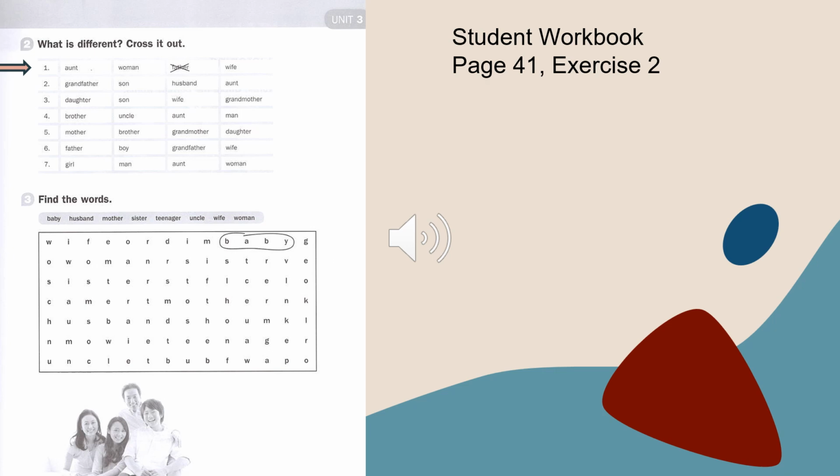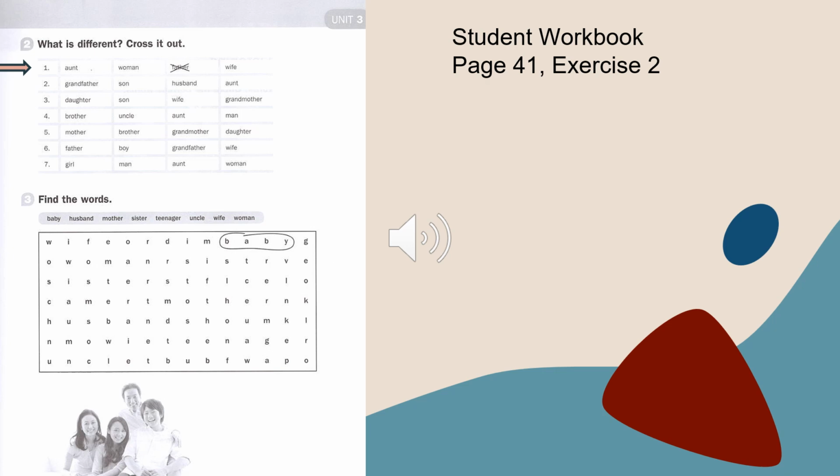Page 41, Exercise 2 at the top of the page. You will be given 4 words. One of them does not belong because 3 of the words will either be masculine and that one will be feminine, so it doesn't belong. Or it might be 3 of them are feminine and one word is masculine. It doesn't belong. Let's look at number 1.